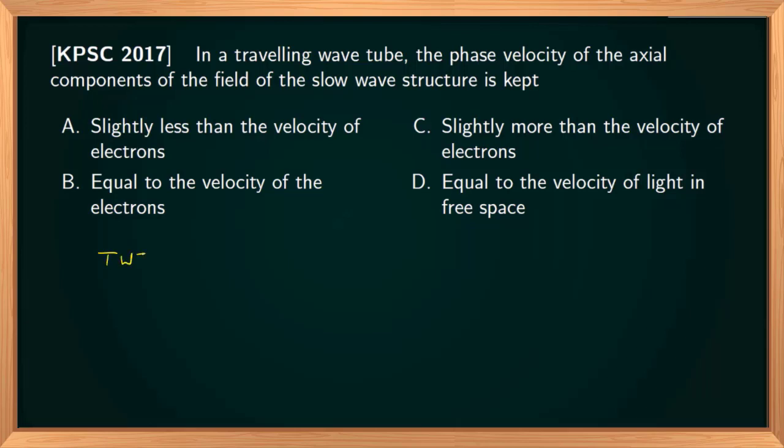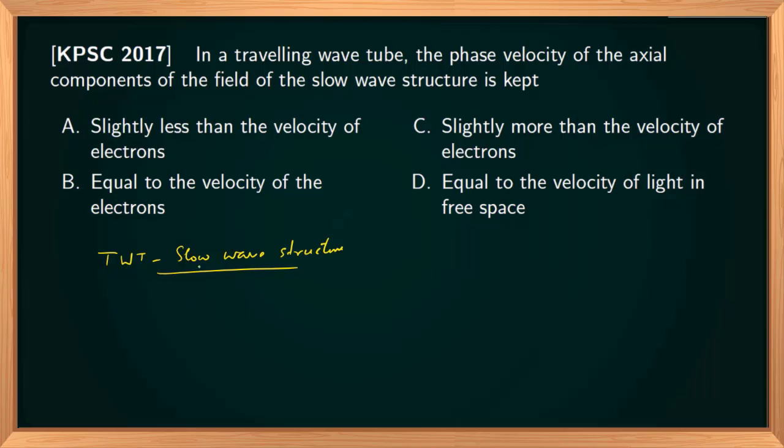TWT is a slow wave structure. In TWT, interaction between the electron beam and RF field takes place when the velocity of the axial component of the RF field becomes comparable to the velocity of the electron. The phase velocity component of the RF field is kept at a slightly lower value so that energy transfers from the electron beam to boost the RF signal. Then the kinetic energy of the electrons decreases as they reach the collector.